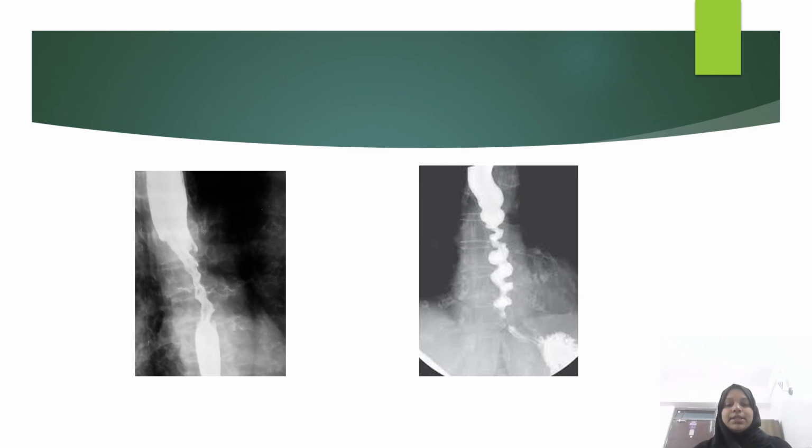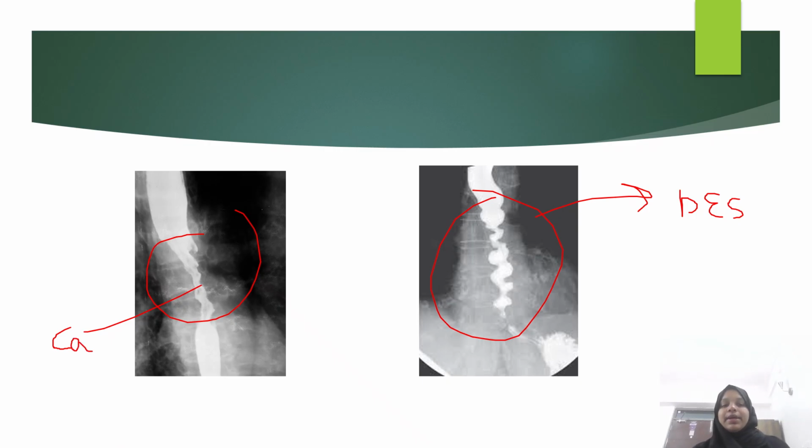We can see two other things. What is this? And what is this? This is a corkscrew appearance. So this is diffuse esophageal spasm, DES. And this is carcinoma esophagus. Okay, carcinoma esophagus. It can be a squamous carcinoma. Like in case of achalasia also it can predispose to squamous carcinoma, or if it was having already a Barrett's esophagus, it can be adenocarcinoma.